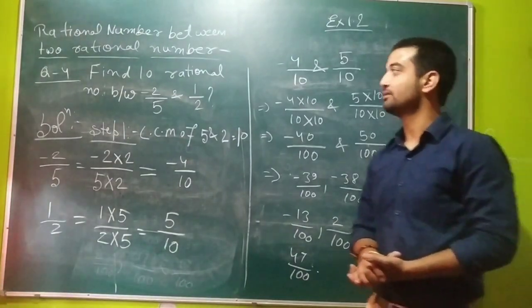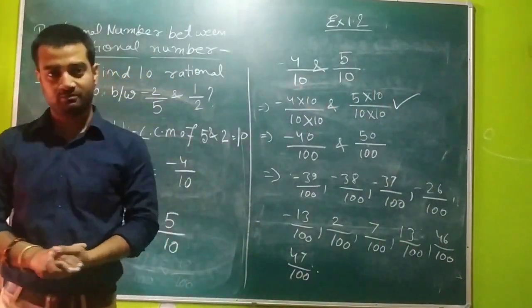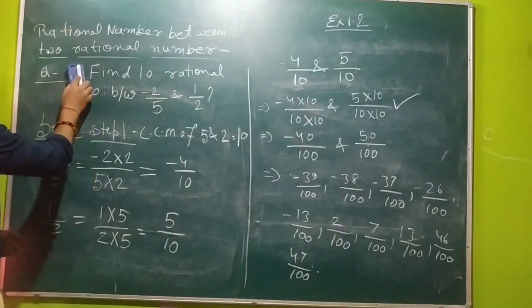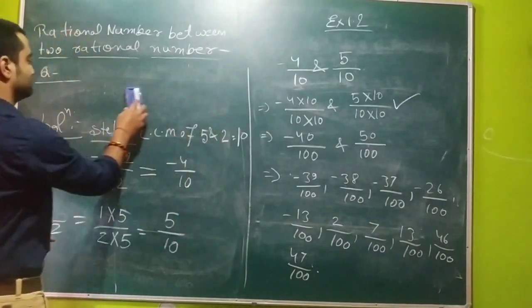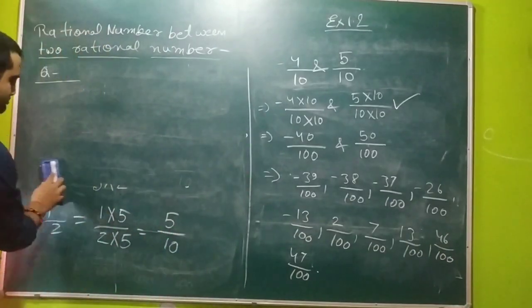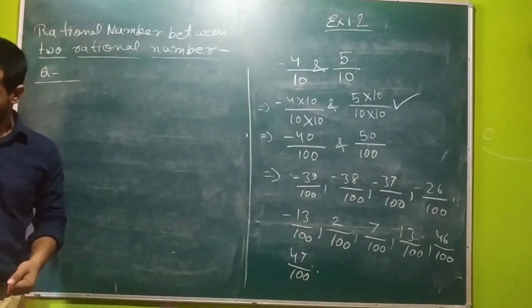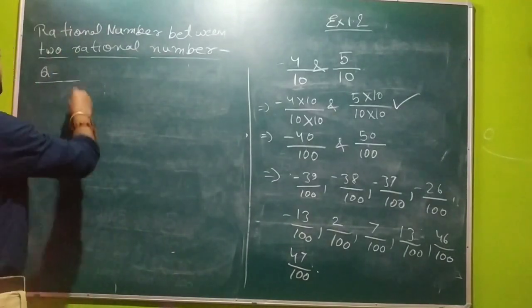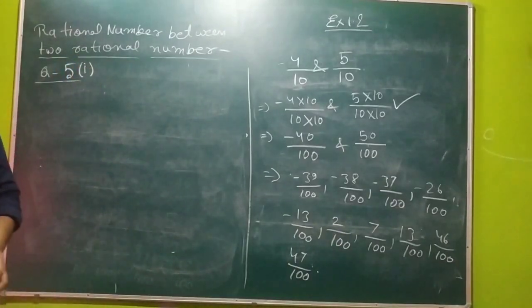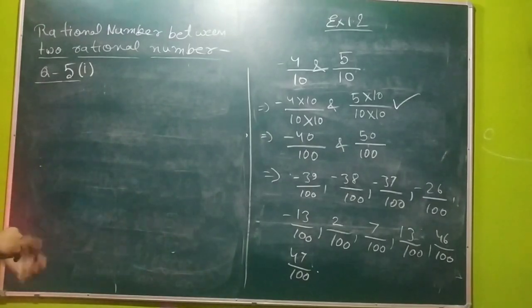Now, let's have a look at our question number 5. First question is, find 5 rational numbers between 2 by 3 and 4 upon 5.